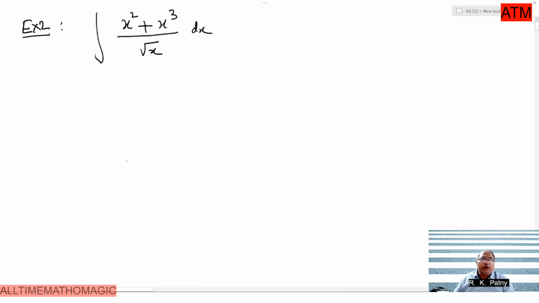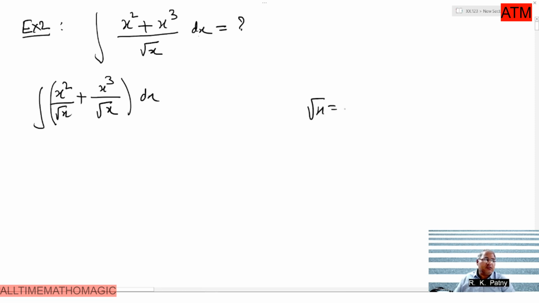Now example 2, integration of x square plus x cube upon root x with respect to x equals how much? Again it is the same problem. We have to split into parts, that is x square upon root x, splitting into different fractions, x cube upon root x with respect to x, and the value of root x is nothing but x raised to 1 by 2. Therefore, it is x square upon x raised to 1 by 2 plus x cube upon x raised to 1 by 2 with respect to x.